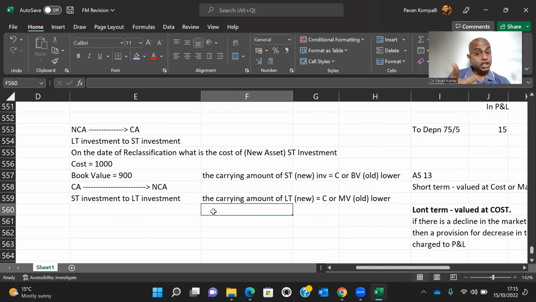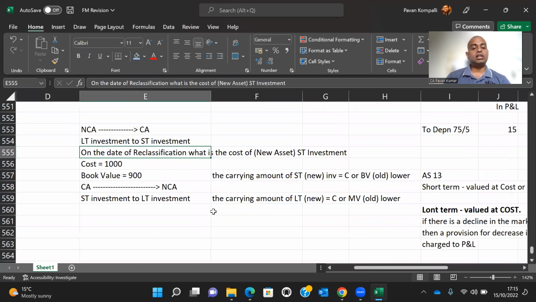So I told you the valuation rule. I told you the reclassification rule. The whole Accounting Standard 13 is over. There is nothing more in Accounting Standard 13 if you observe. You understand? When you do problems, the weighted average and all will be there. But theory, when you read Accounting Standard 13, that's it. These are the rules. Now let us read the question.